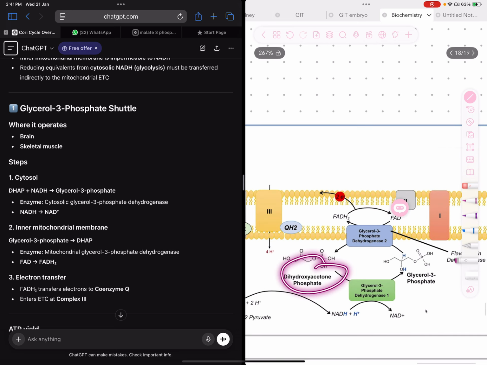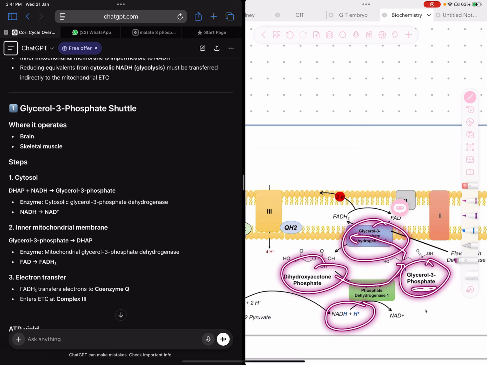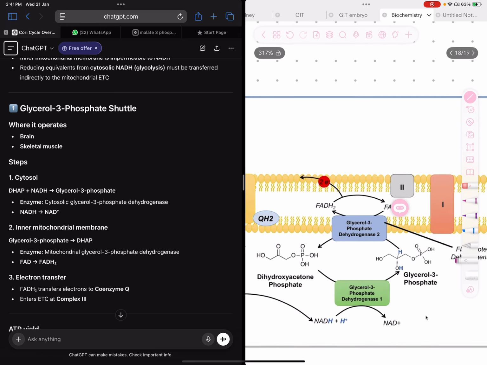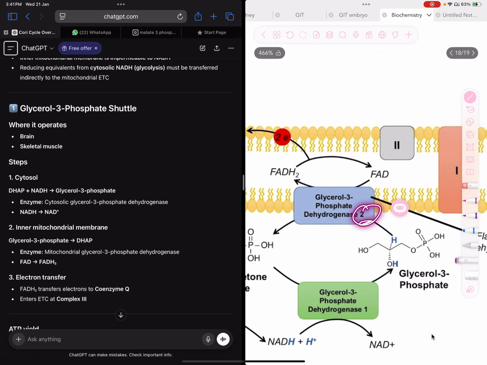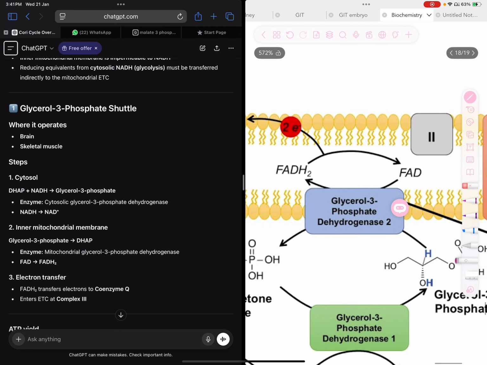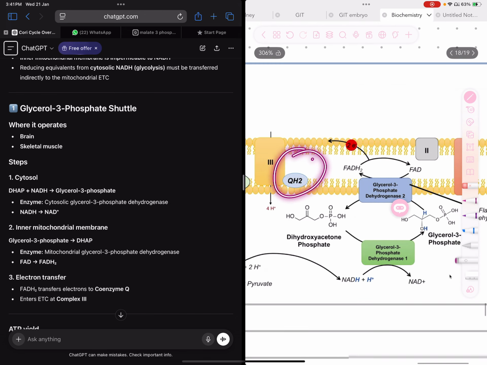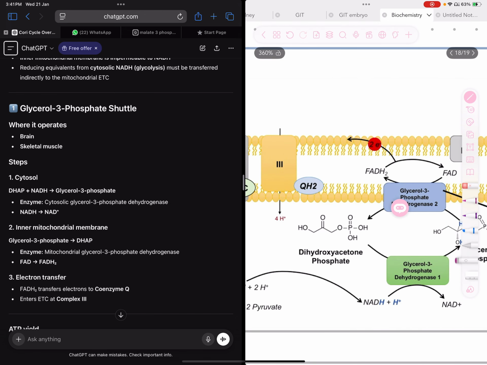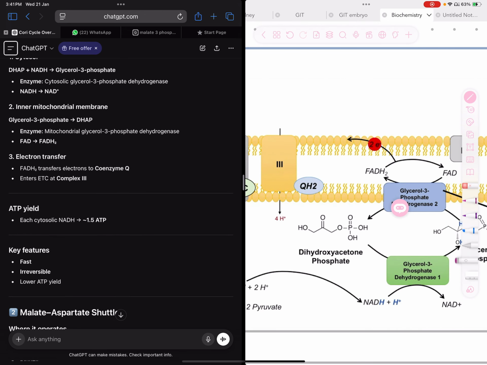So dihydroxyacetone phosphate in the presence of NADH gets converted to glycerol 3-phosphate. That goes to glycerol 3-phosphate dehydrogenase. So this is glycerol 3-phosphate dehydrogenase 2, and this is glycerol 3-phosphate dehydrogenase 1. This is cytosolic, this is mitochondrial. And that converts glycerol 3-phosphate back into DHAP, but it also produces FADH2 that goes to coenzyme Q. That's it. And what's the ATP yield?